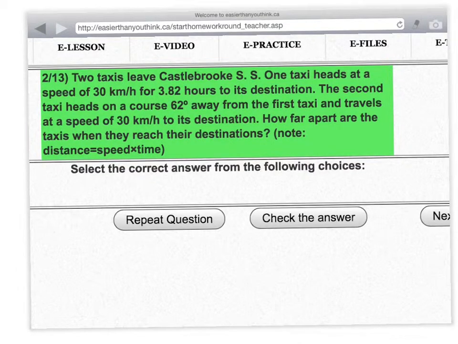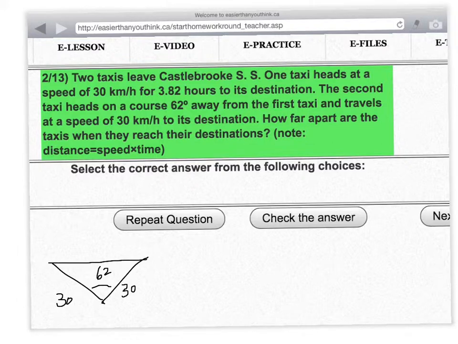Now we are going to repeat the same question, different numbers. Again, we have two taxis. They start from the same location. Let's say here, one goes to the right, the other one goes to the left. We know the angle between them is 62 degrees. Now, instead of using the distance, we are going to use the speed. So one goes with the speed of 30 kilometers per hour. The other one goes with the speed of 30 kilometers per hour. So both of them are the same. Now we have to find the distance between them.